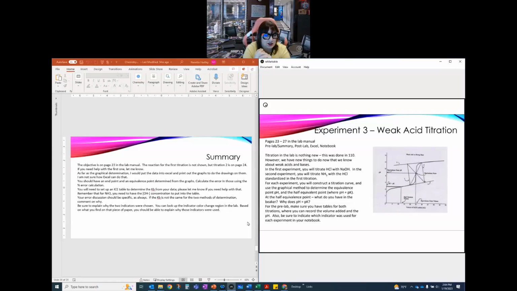As far as the graphical determination, I would put the data into Excel and print out the graphs and do the drawings on them. I'm not sure how Excel can do that. If you can figure it out, please tell me. I would love to know, but I don't know how to do that. You should have an endpoint and an equivalence point determined from your graphs. Calculate the error in those using the percent error calculation. So based on the graph that you have in Excel, you should be able to find that equivalence point, and you'll see that that's different than the endpoint that was recorded in the data.